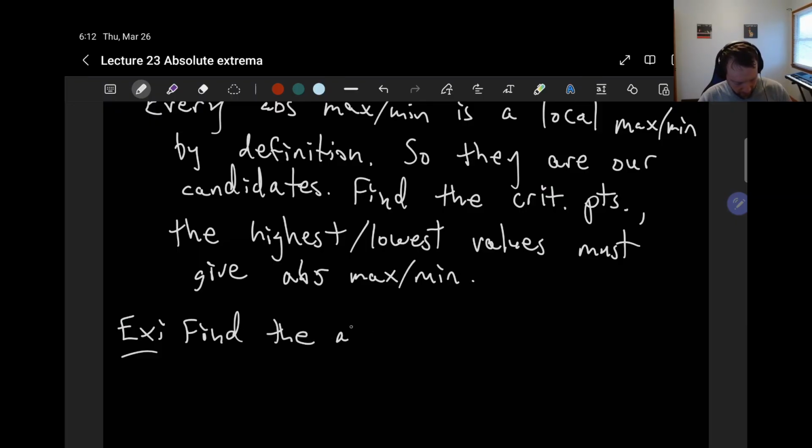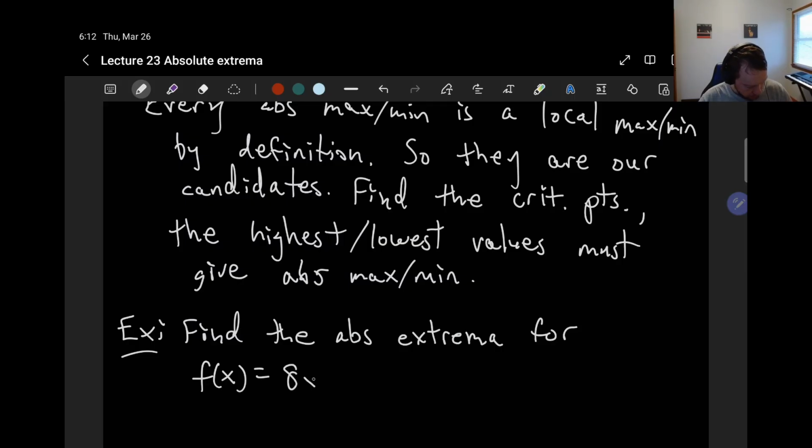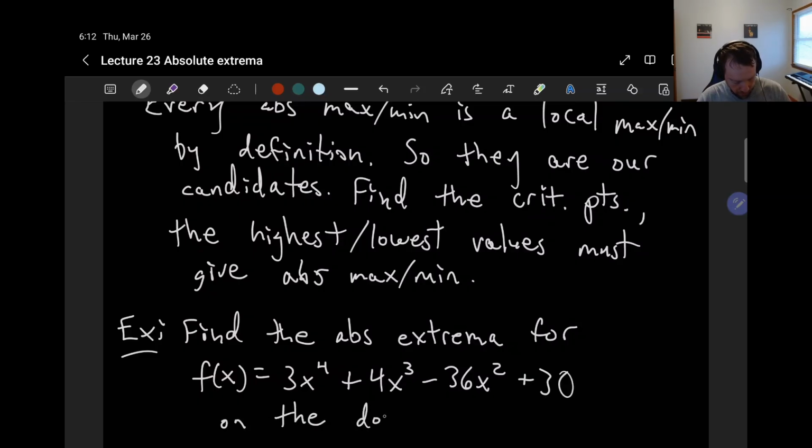We will find the absolute extrema of f(x) = 3x^4 + 4x^3 - 36x^2 + 30, and this is on the domain -4 to 4.